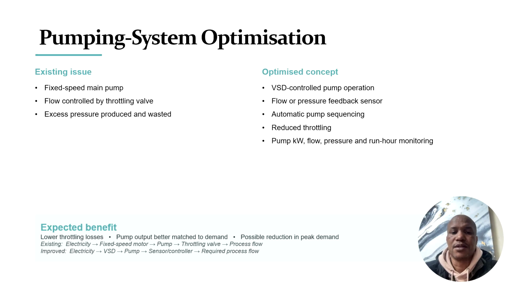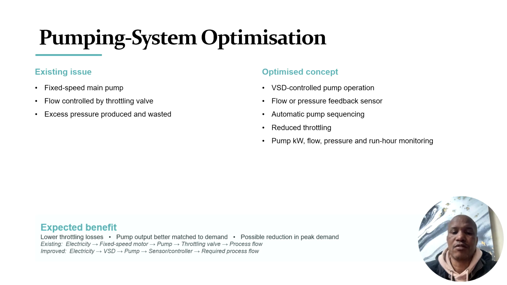The pumping system is a major optimization opportunity because the case study states that the main pump is fixed speed and flow is controlled by throttling. This means the pump produces more pressure than needed and the excess energy is wasted across the throttling valve. The improved design uses a VSD, pressure or flow feedback, and pump sequencing, so the pump output matches the process demand more closely. This reduces unnecessary energy loss while maintaining flow and pressure.